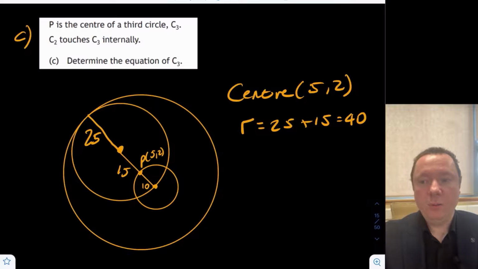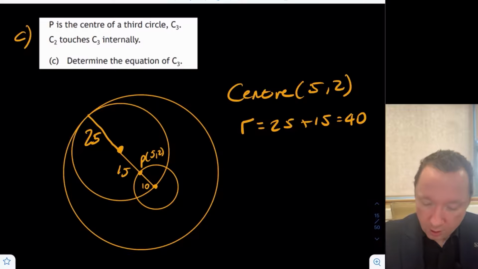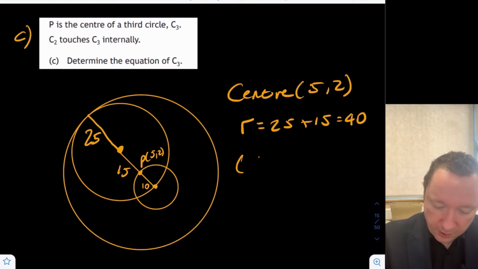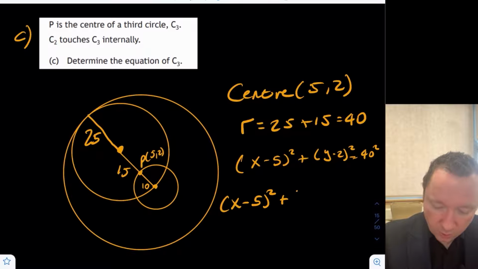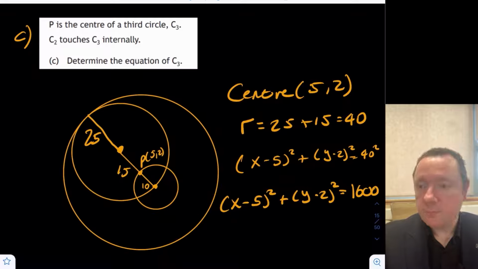So now we've got everything we need. We can just write down the equation of our circle, (x − 5)² + (y − 2)² = 40². Working out 40 squared, you get (x − 5)² + (y − 2)² = 1600. And we're done.